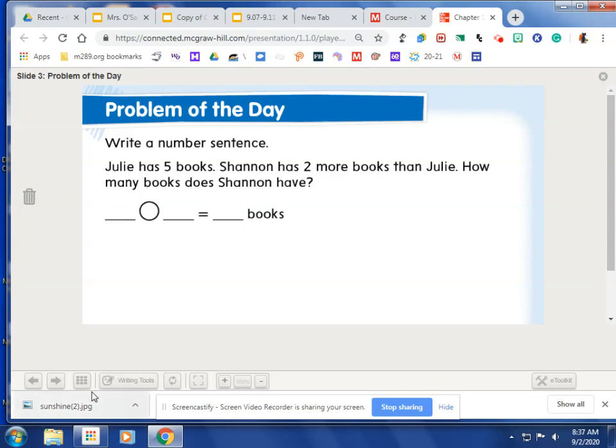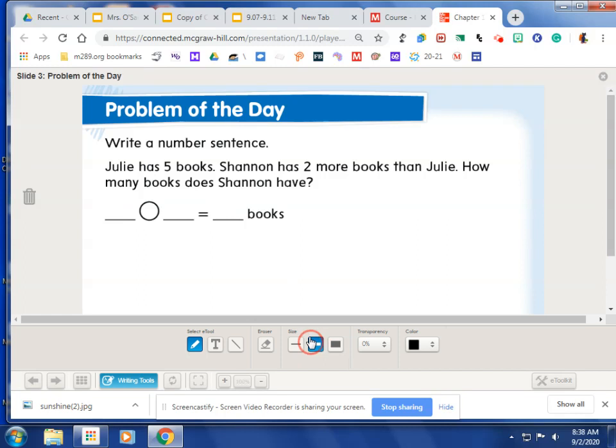Let's read our story. Get my writing tools out. Okay, it says this here. Julie has 5 books. Shannon has 2 more books than Julie. How many books does Shannon have? Okay, so Julie has 5 books, and Shannon has 2 more books than Julie. So let's write that down. Julie has 5. Shannon has 5 books plus 2 more. So let's do this. Plus, if I don't put that there, it's always wrong.